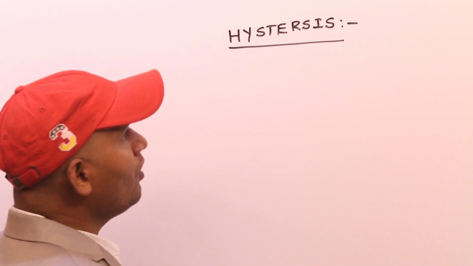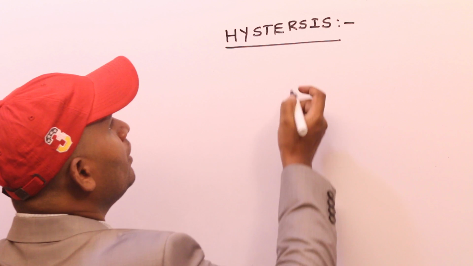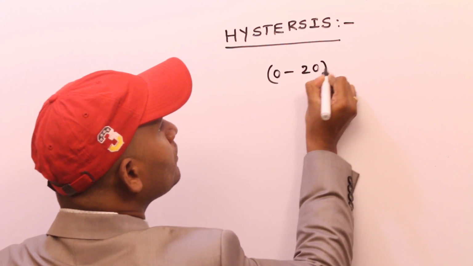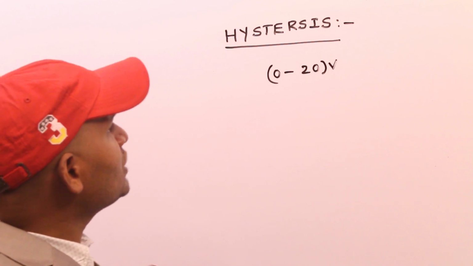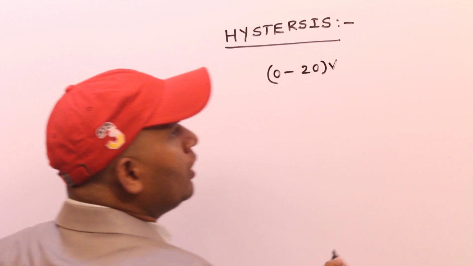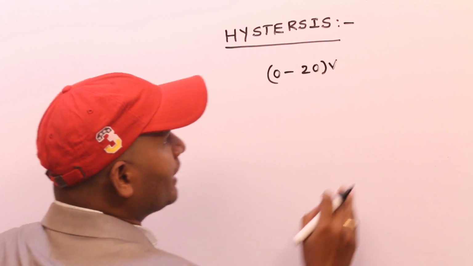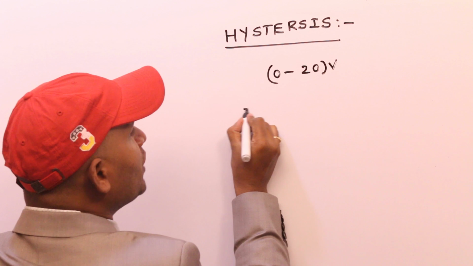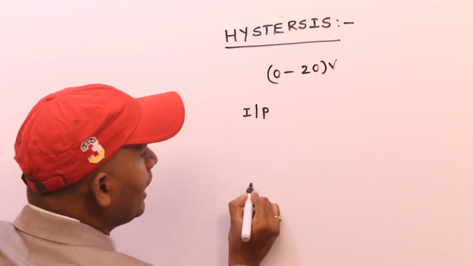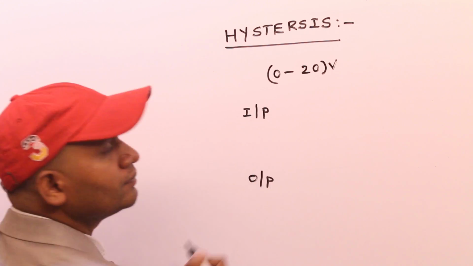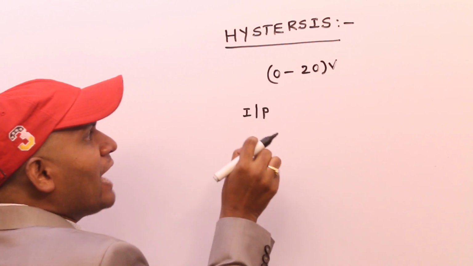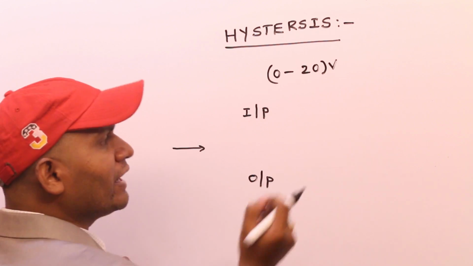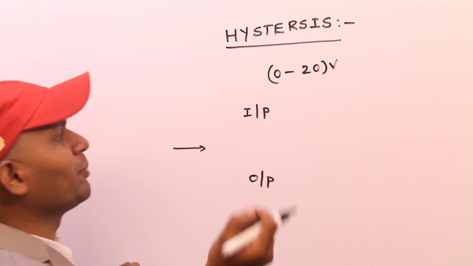For example, let us consider a 0 to 20 volts voltmeter. For this voltmeter, we are giving the inputs like this in increasing order, and we are getting the output like this. If this instrument has hysteresis characteristics, let us consider this as the loading. Loading is nothing but applying the input voltage in increasing order.